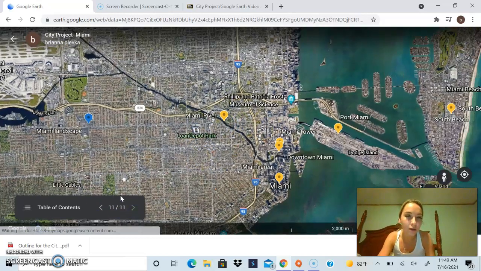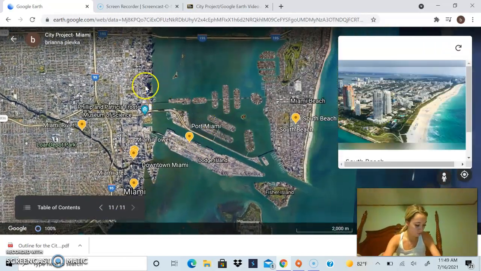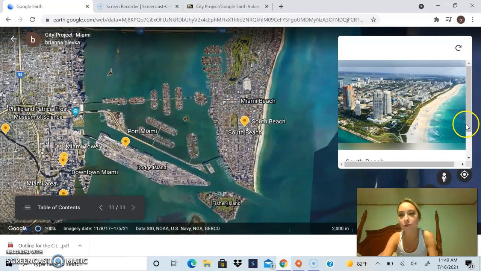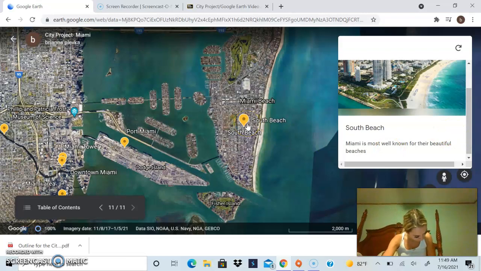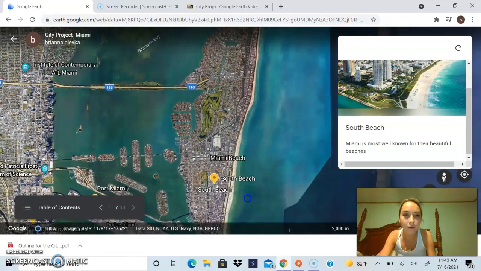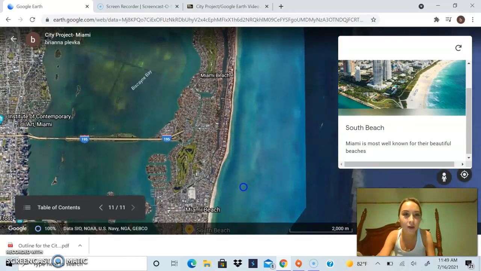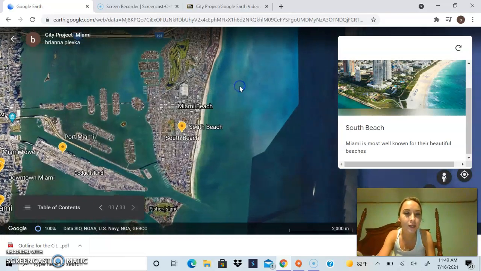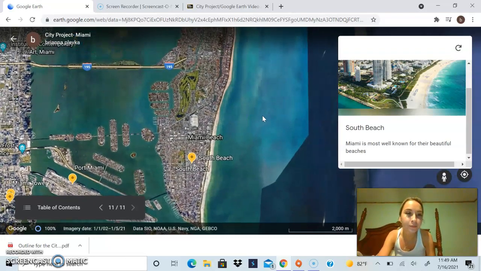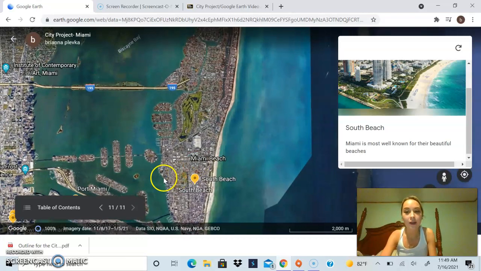And lastly, I wanted to show you South Beach, Miami, because why else does everyone go to Miami? Everyone wants to go to the beach. The white sand beaches stretch 2.2 miles long. As you can see, they have beautiful crystal blue water, white sandy beaches. And that's pretty much it.